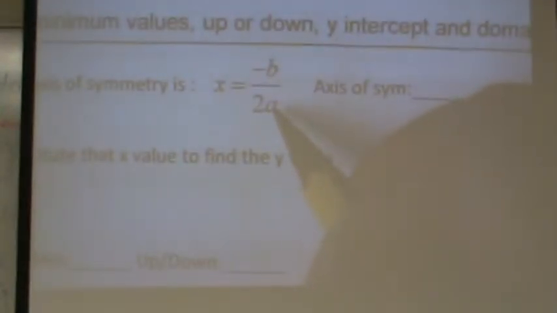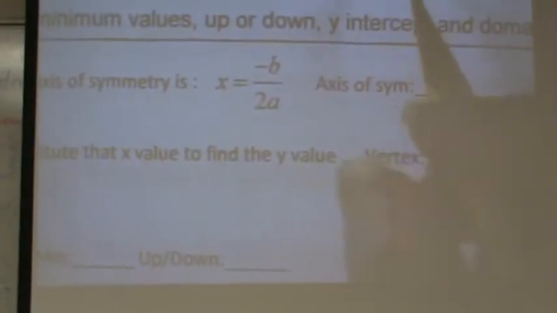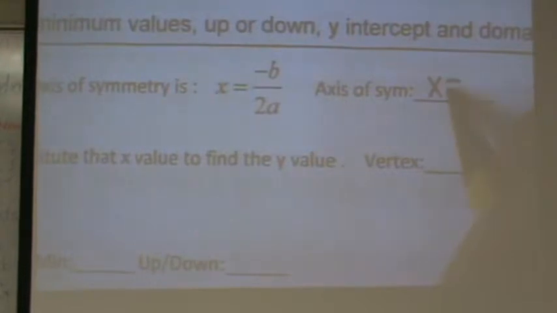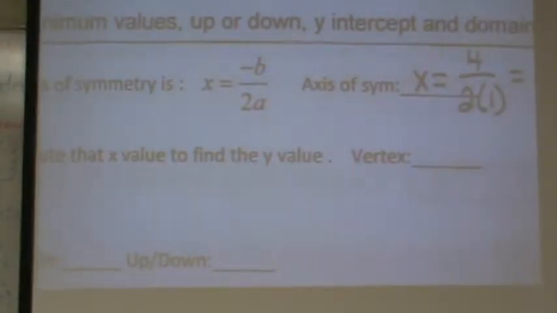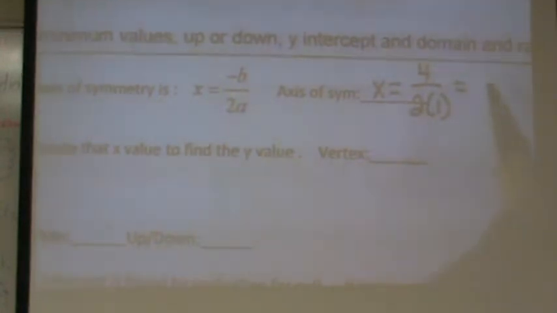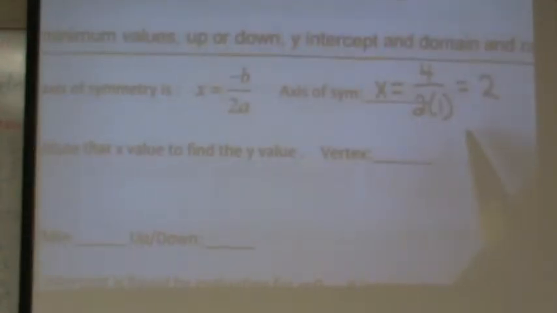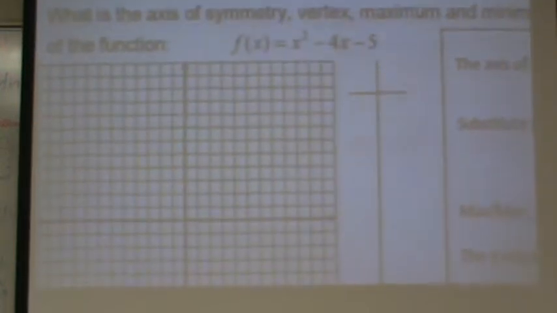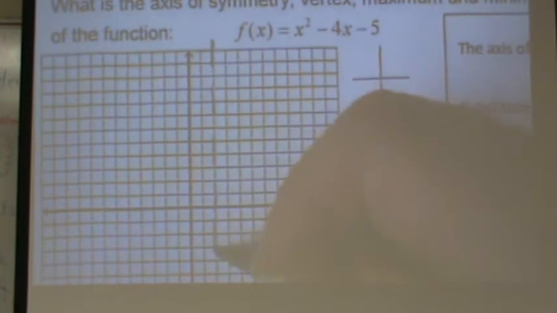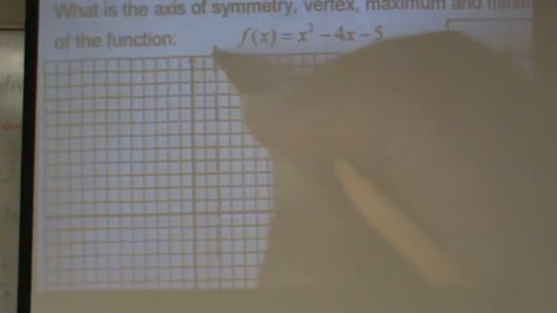So how do you do that? It's negative b over 2a. So what is the b value? It's negative 4, so it's gonna be a positive 4 over 2 times the a value, which is 1. So what is the axis of symmetry? 2, good, x equals 2, so simplify it. So I want you to graph x equals 2. How do you graph x equals 2? Go to 2 on the x-axis and draw a vertical line, right?